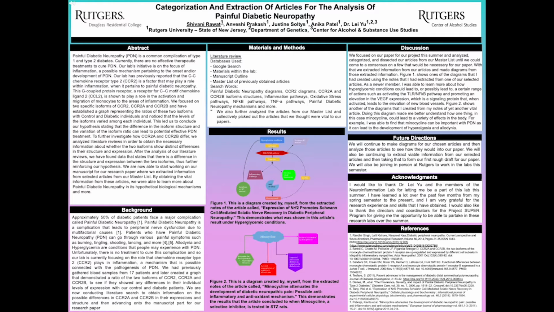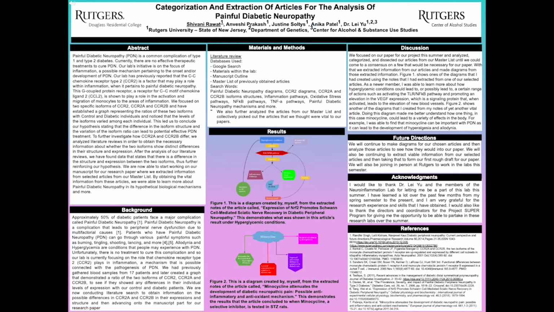Last semester, we were able to analyze articles that mentioned whether a functional and/or structural difference was present between the two isoforms of CCR2. Our hypothesis was that the difference in the isoform structure and the variation of the isoform ratio can lead to potential effective PDN treatment. After the analysis of our literature reviews, we have found data that states that there is a difference in the structure and expression between the two isoforms, thus further reinforcing our hypothesis.